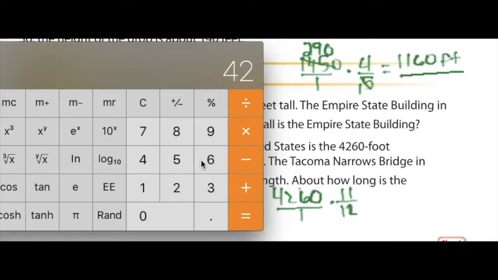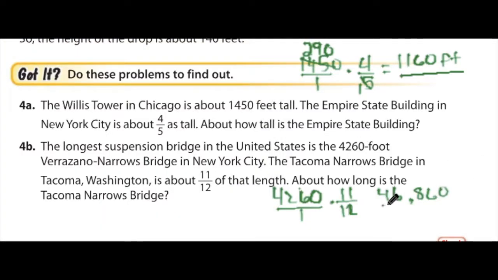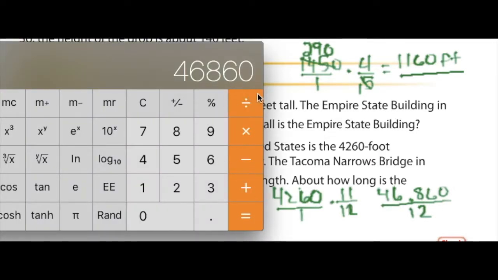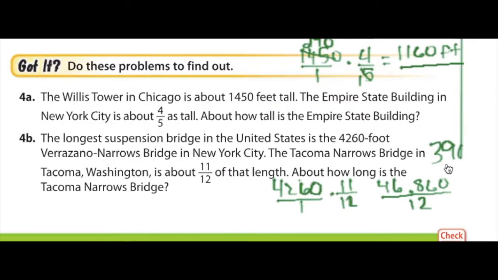If I take 4,260 times 11, I get 46,860. And then in the denominator, I get 1 times 12, which is 12. I can take that answer on my calculator divided by 12 and see that 12 goes into 46,860 3,905 times. So the length of the Tacoma Narrows Bridge is 3,905 feet.